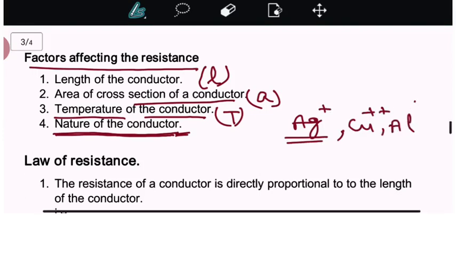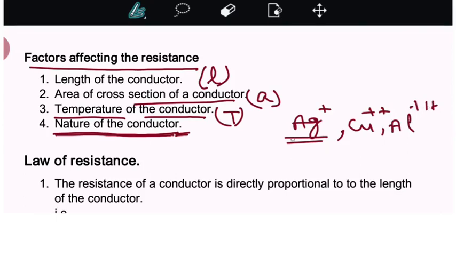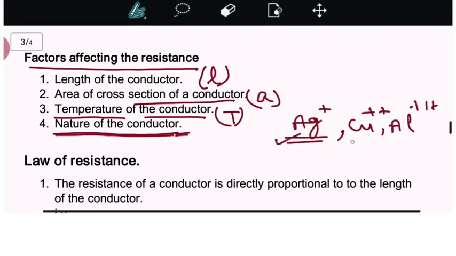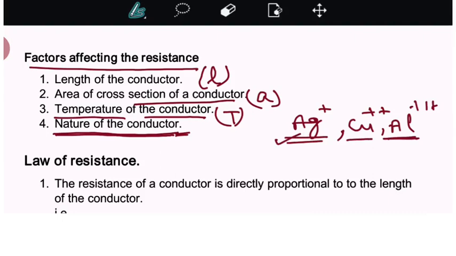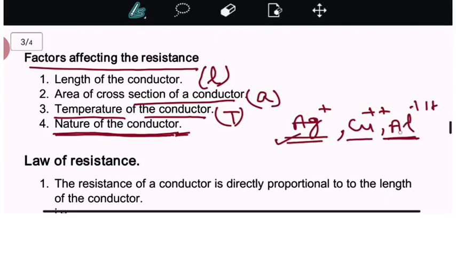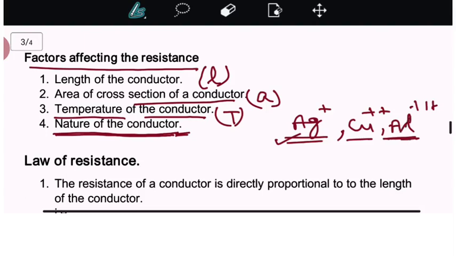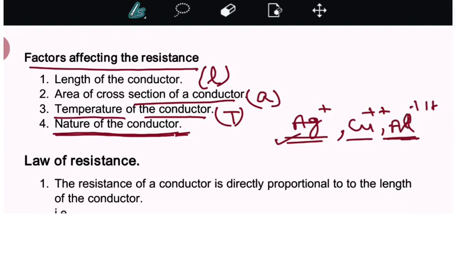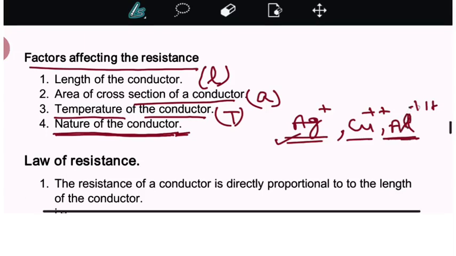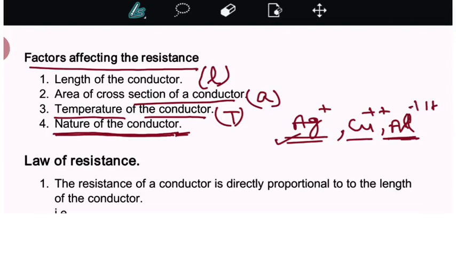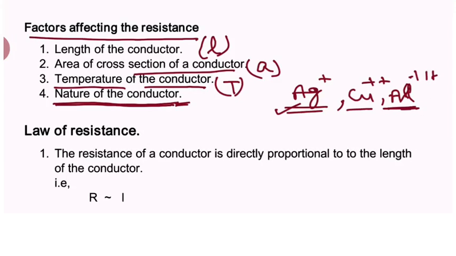Aluminum loses 3 electrons. Out of these 3, silver is the best conductor, then copper, and the worst conductor is aluminum. While aluminum wire is widely used, that you have seen. Why is it widely used? Because it forms a protective layer itself, that is aluminum oxide.